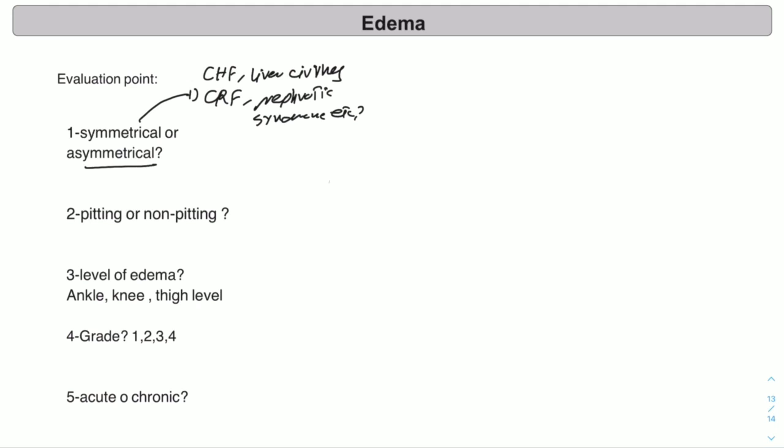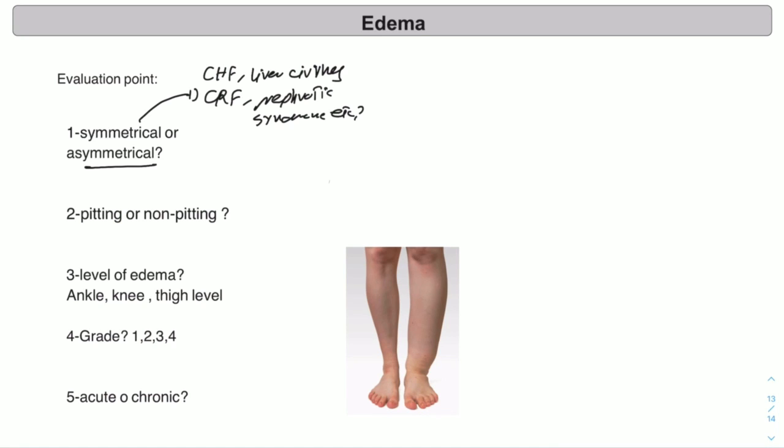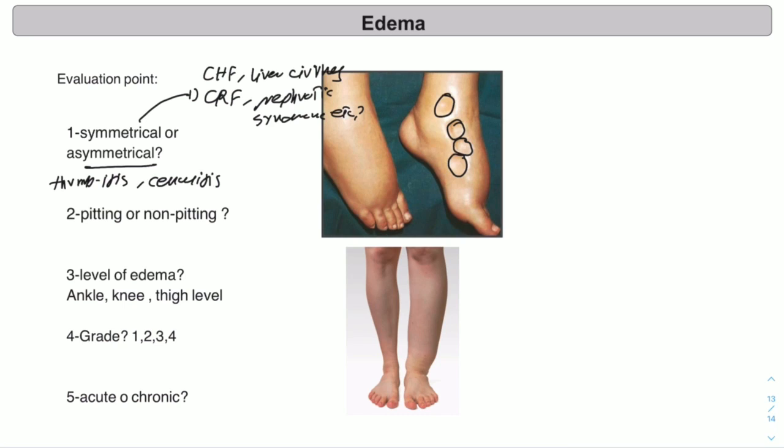But when we're talking about asymmetrical, only one leg is affected, as you can see here. This can be seen in patients with thrombophlebitis, cellulitis. Let me write it here. Thrombophlebitis, cellulitis. Okay, next evaluation point is whether it's pitting or non-pitting. Next evaluation point is the level of edema: if it's at the ankle, knee, or above.